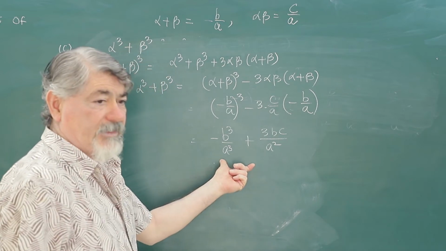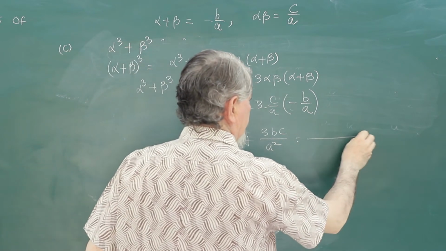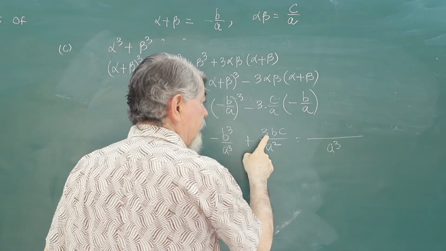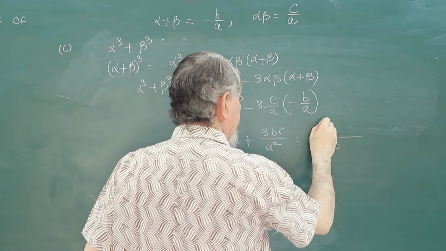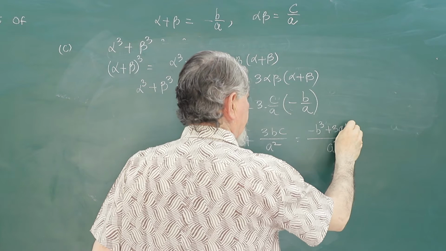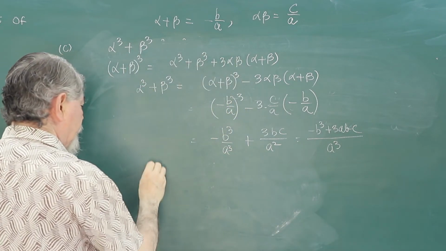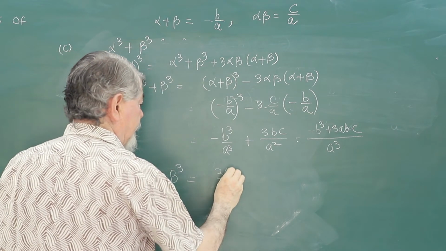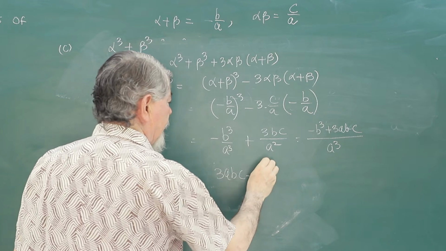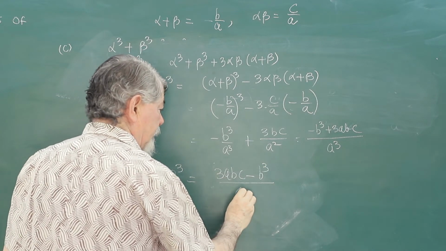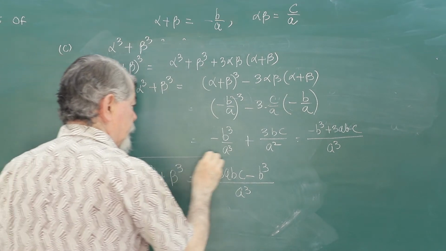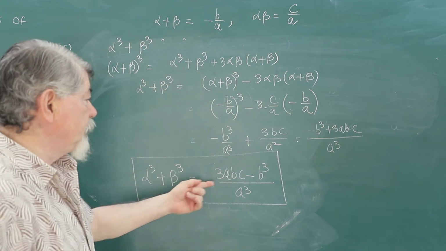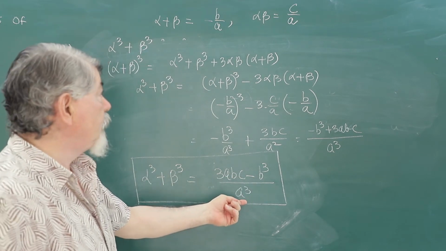Now I can take LCM as a cube. If I take the LCM a cube, what will I get? Here it will remain the same, it will become 3abc minus b cube. So alpha cube plus beta cube will be equal to 3abc minus b cube. I am writing the minus term later, that is all. Otherwise I have not changed anything. Thus you get the value of alpha cube plus beta cube: 3abc minus b cube upon a cube.